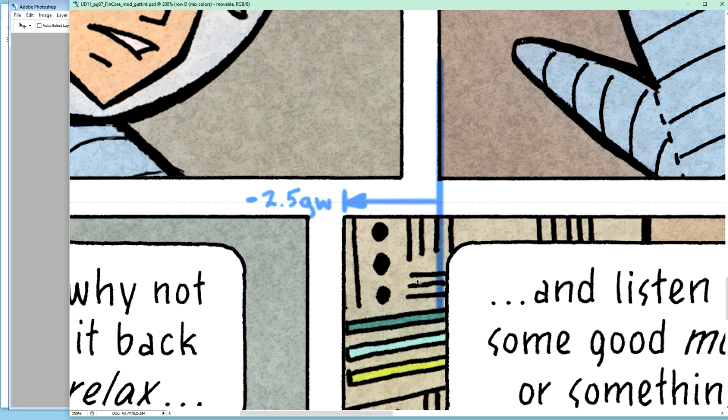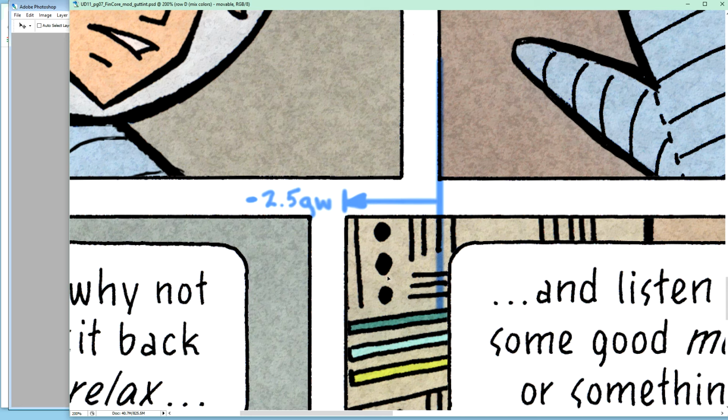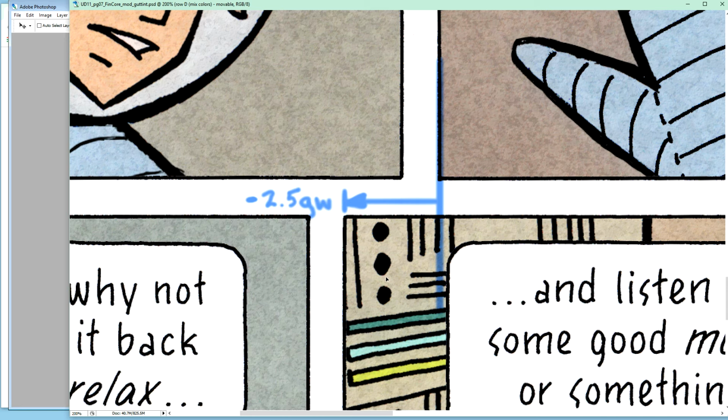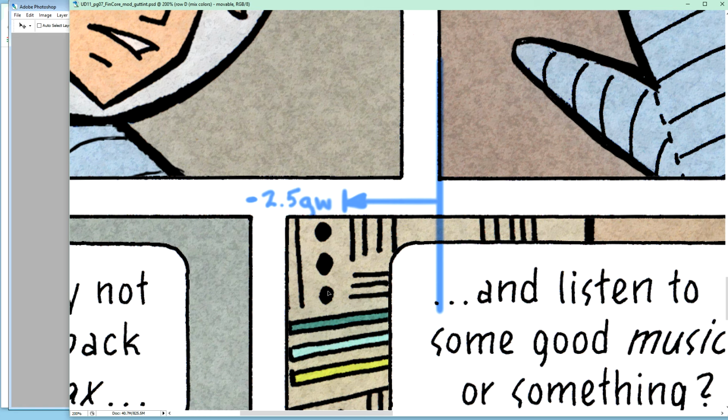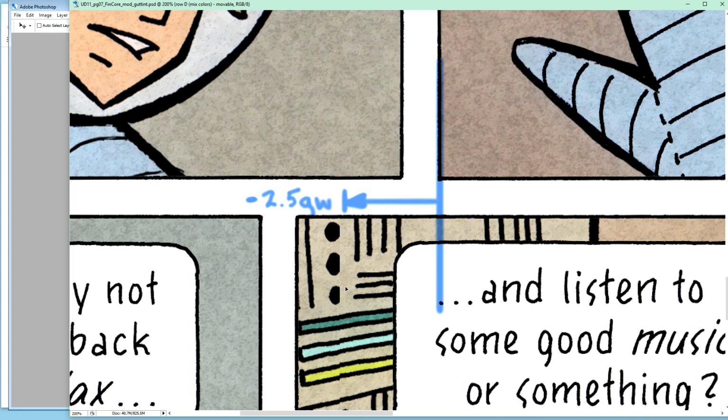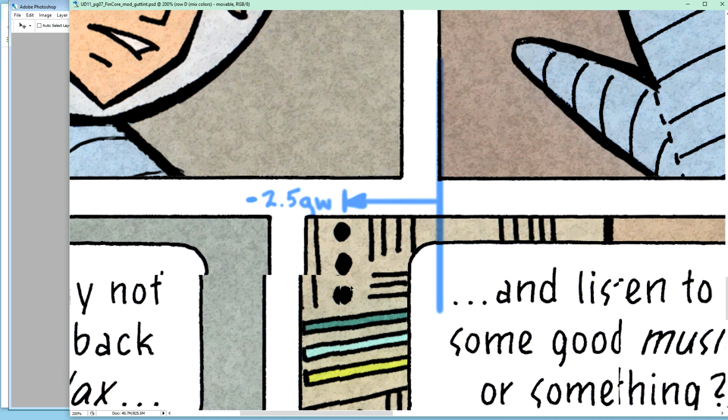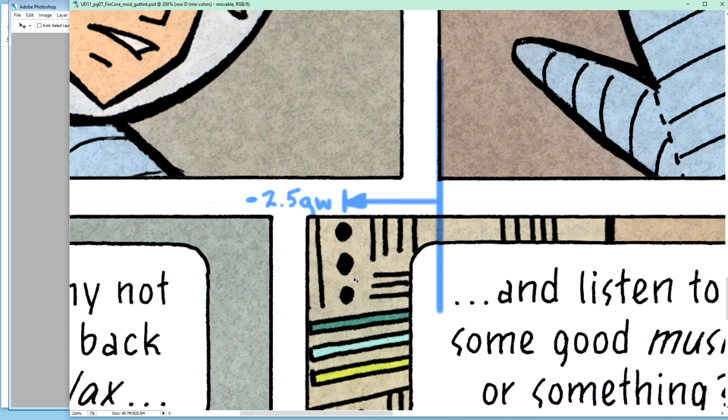So then what we can say is that 2.5 or 3 or 3.5, 4, 4.5 or 5, or whatever you want over here is good. And you might also say, of course, that you shouldn't just use 2.5 gutter widths all the time for every panel gutter intersection.